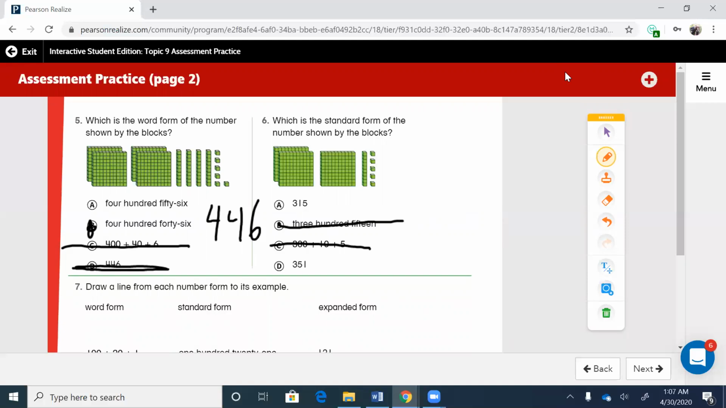Hundreds, 1, 2, 3. And I'm going to write it. Tens, 1. And ones, 1, 2, 3, 4, 5. All right, let's find the one that matches. 315. It's A. Now look at choice D. They just wanted to trick somebody up by reversing the ones and tens.